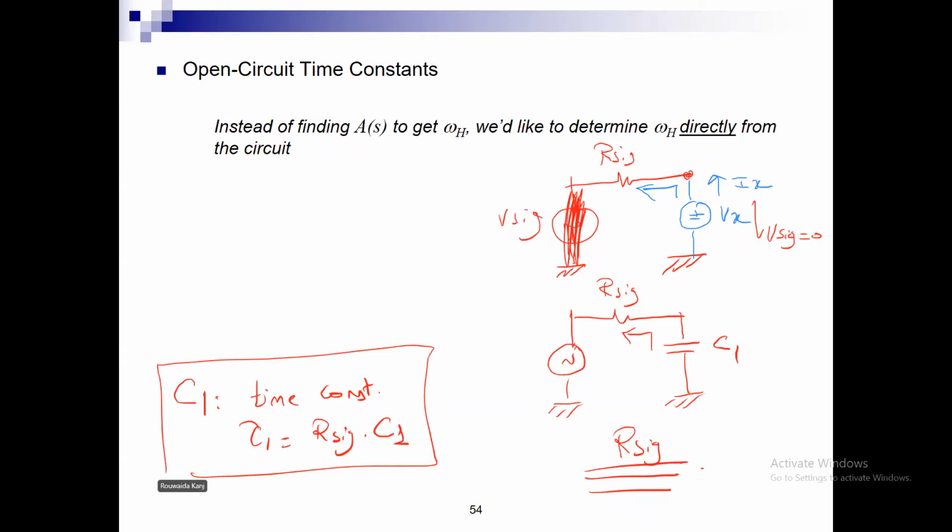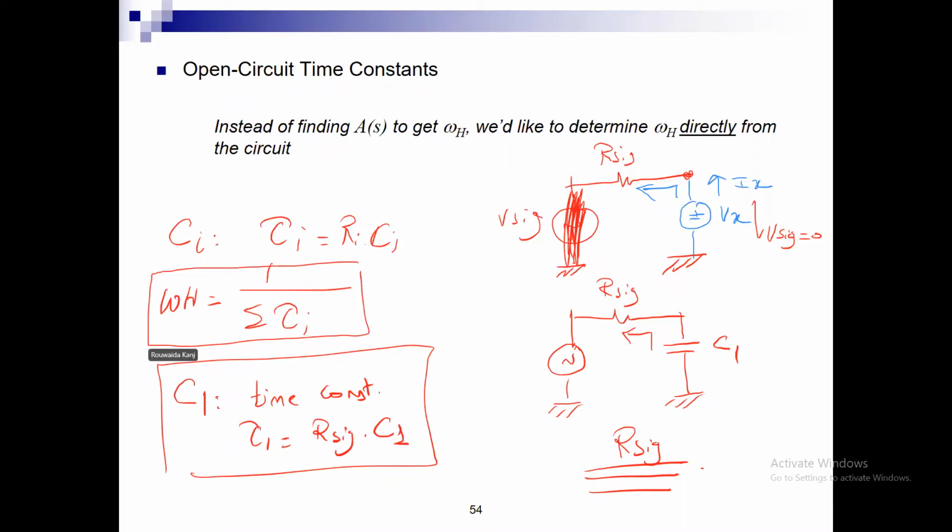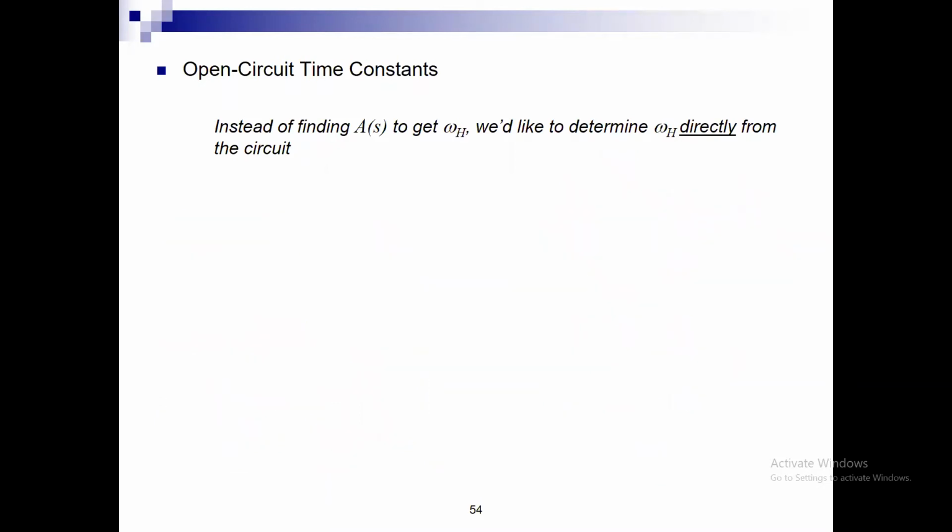So we repeat the same for every capacitor in the circuit. So if I have capacitors Ci, we calculate tau i as Ri times Ci. And eventually the 3 dB frequency is going to be 1 over the summation of tau i for all the capacitors. Okay, this is the gist of the methodology. So let us follow the rules here and then I will open room for questions.